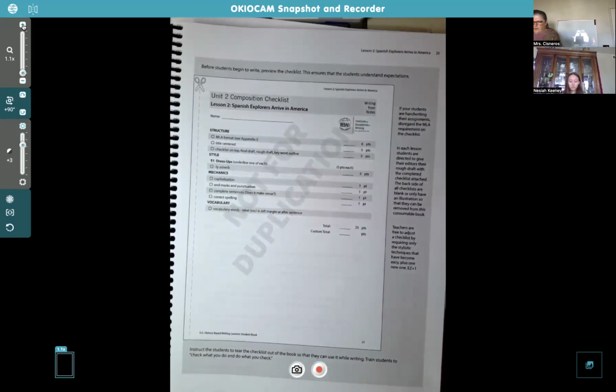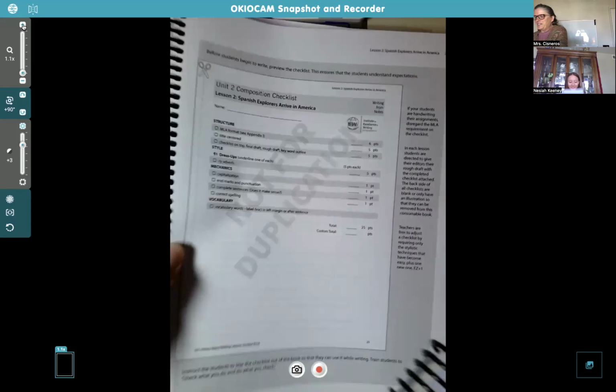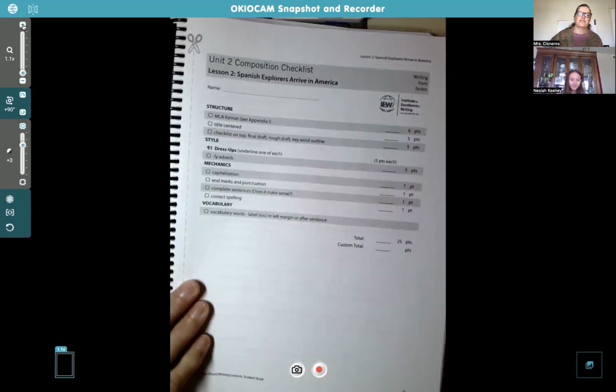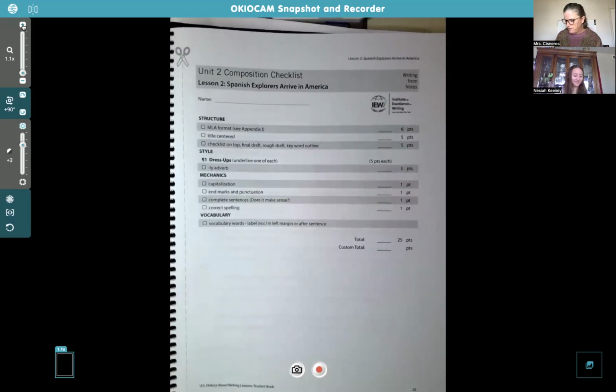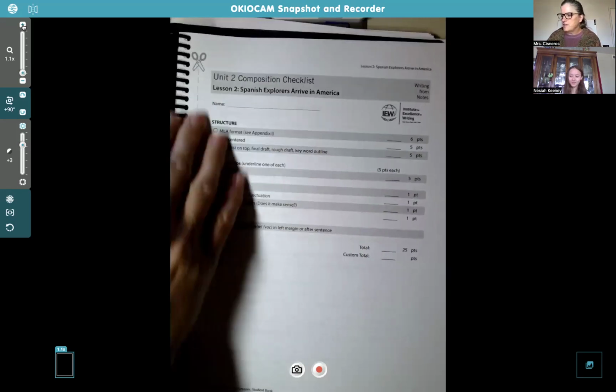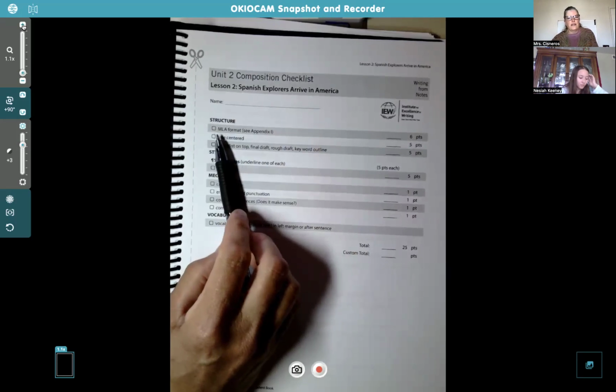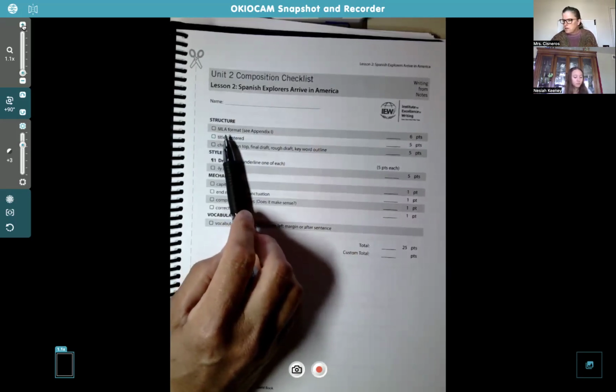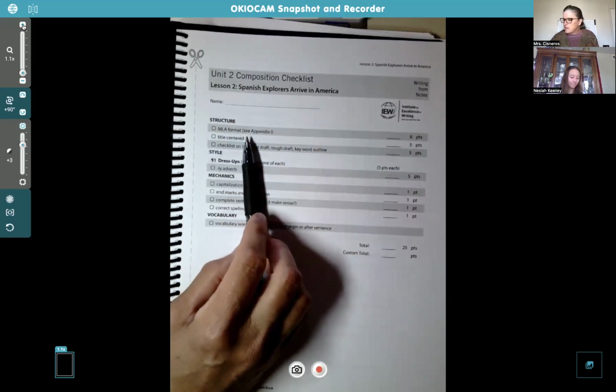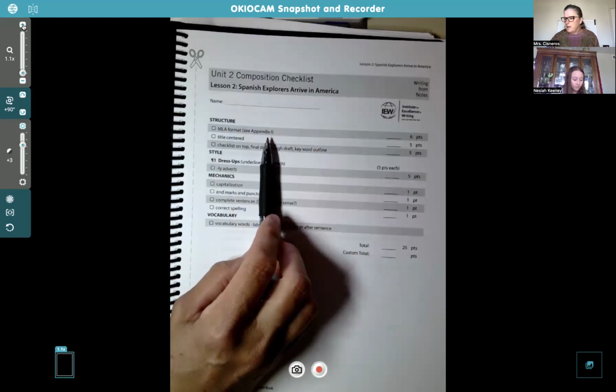And it's nice. You only have one dress up. Yay. I know, it's super easy. And you only have one paragraph. So it's like, piece of cake. Everything else is the same, except for this looks different right here. It says for structure, it says MLA format. And then it says see Appendix 1, which we're going to look at in a minute.